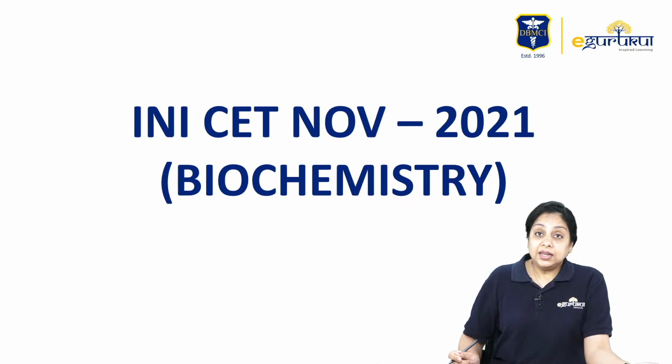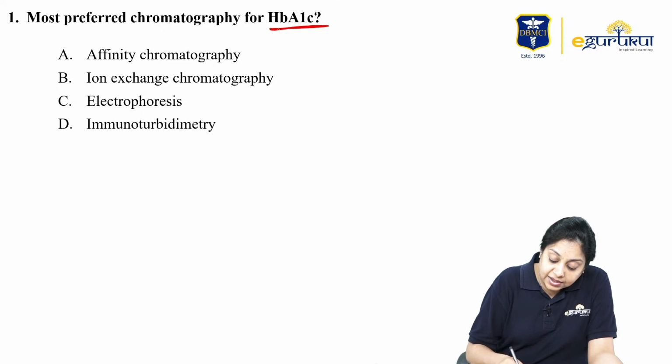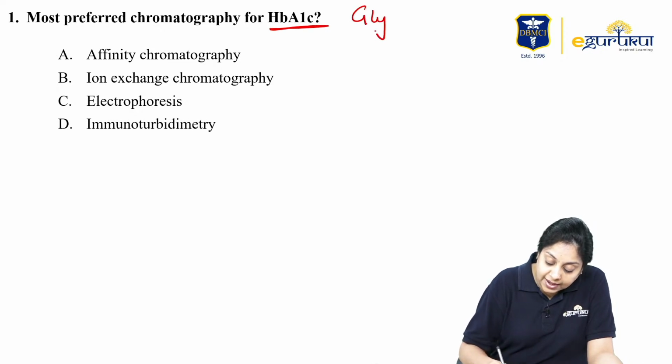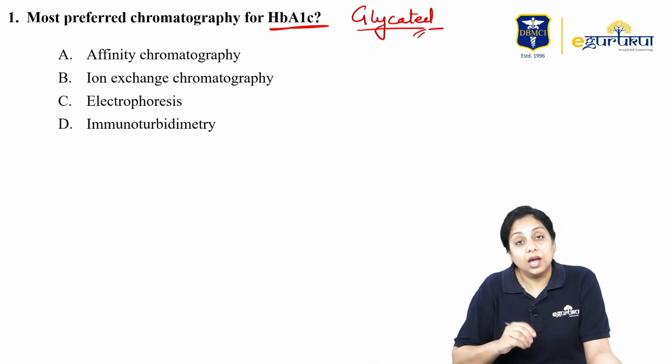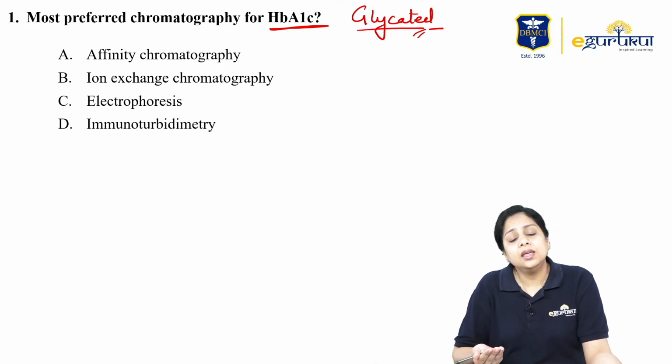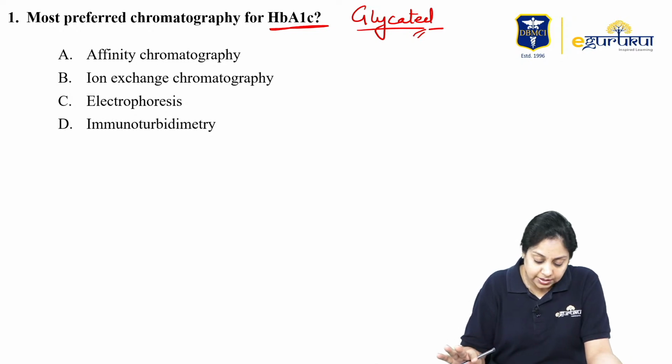Now, INI-CET November 2021 questions. Most preferred chromatography of the glycated hemoglobin. This is glycated. One of you asked me whether it is glycosylation or glycation. This is glycation. They may write glycosylation. In a way, it is also correct, but glycation is the most correct term.